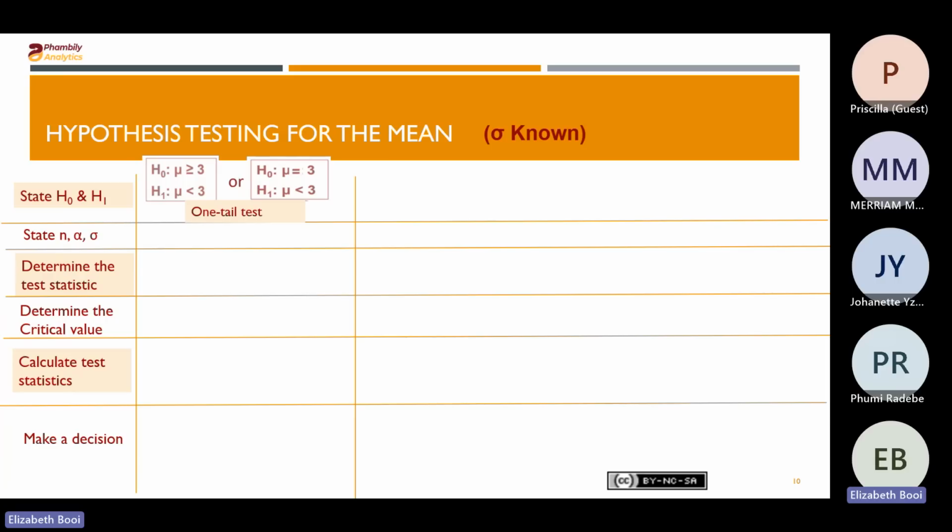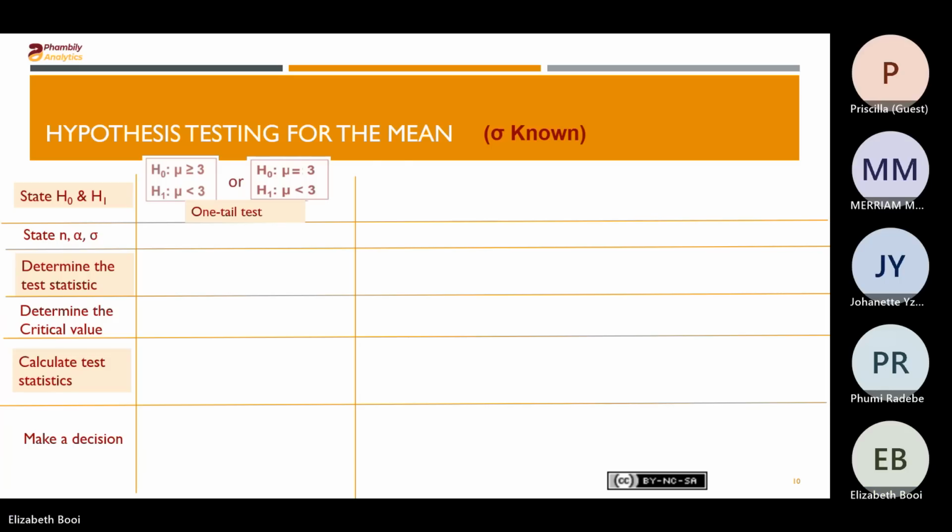Because it says less than, we call this a one-tail test because it's pointing to only one side of the table or one side of the test. It is on the lower side because it's less than, it is on the negative side. It's pointing to the lower side of the Z or whichever test you are doing.